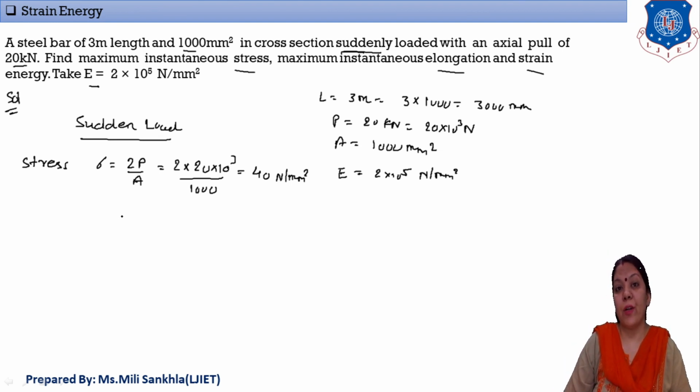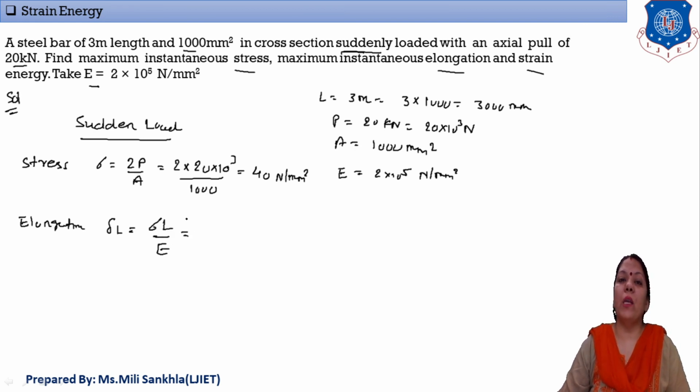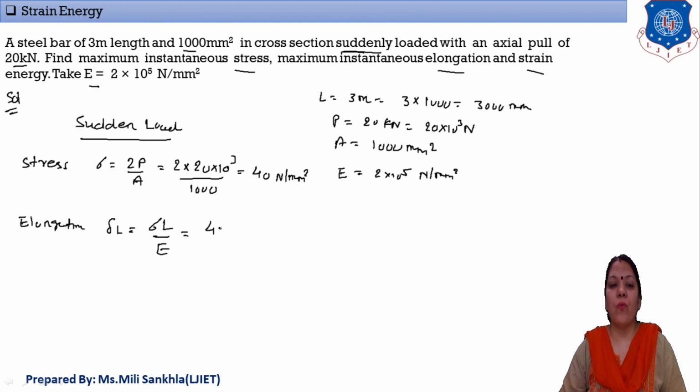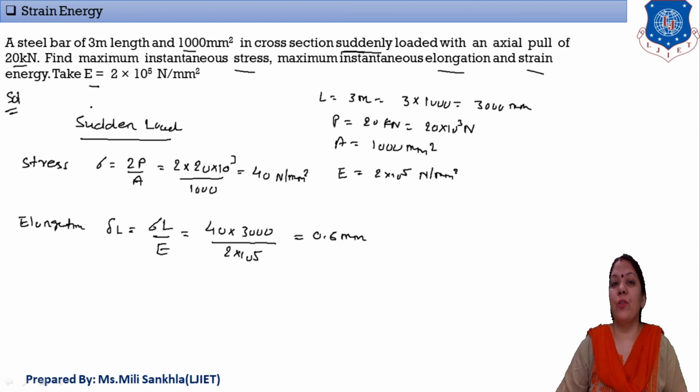Now second, we find out elongation, so write here the second heading, elongation. The equation of elongation is equal to sigma L by E. The stress we found, so put the value 40 into L, length of bar equal to 3000, and Young's modulus equal to 2 into 10 raised to 5, and my answer for this elongation is equal to 0.6 mm. Clear?